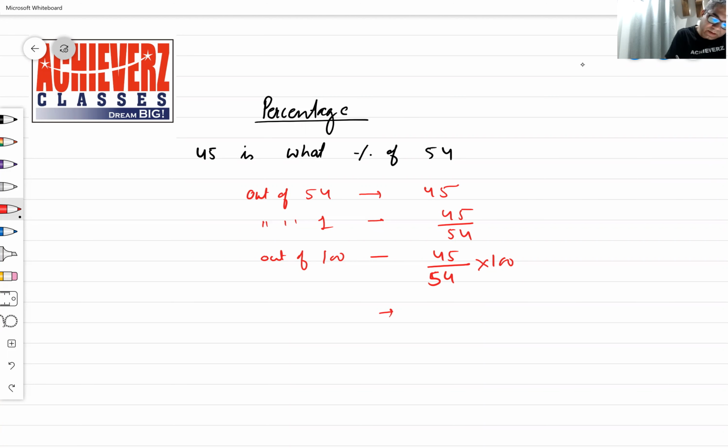9 5s are 45, and then you can calculate 3s and 50, 250 over 3%. That means 83 and 1 by 3% is your answer. I hope this is clear.